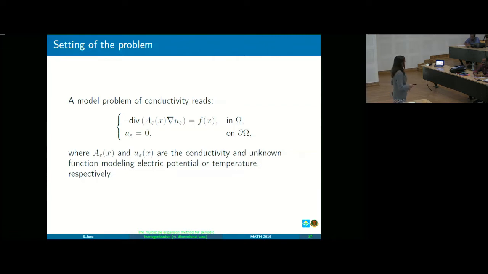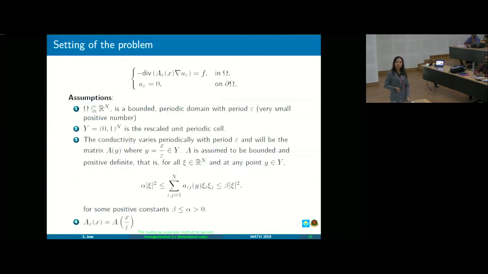Of course, the thermal conductivity varies periodically. So I will lay down our assumptions for clarity. Again, omega is a bounded periodic domain with period epsilon, a very small positive number. Let us call Y the unit periodic cell, also called the reference cell. If you look at our wall, one square will be a reference cell, and then you repeat that in all directions.